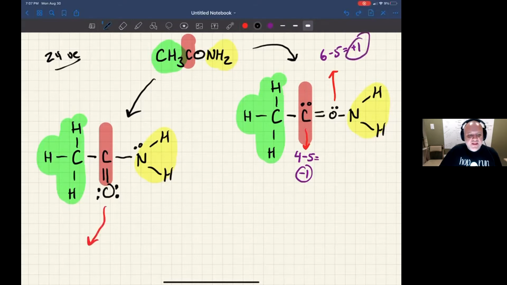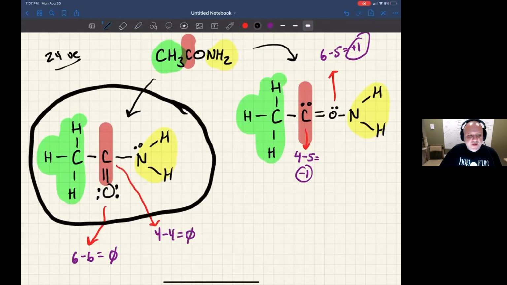Now let's take a look at the other one. This oxygen is 6 minus 6, so it equals 0. That carbon is 4 minus 4, so it equals 0. Looks like we found the best Lewis structure. Okay, I know that's pretty complicated, but really it's all about the formal charge test. If you got these structures down and then you were able to apply the formal charge test, you're in good shape. Okay, that's it.